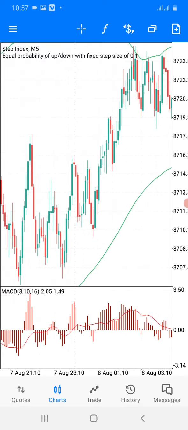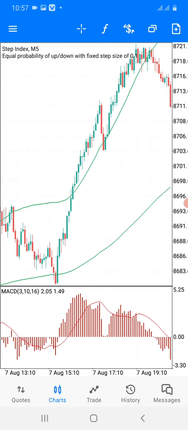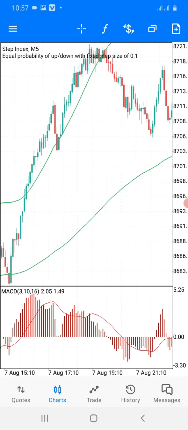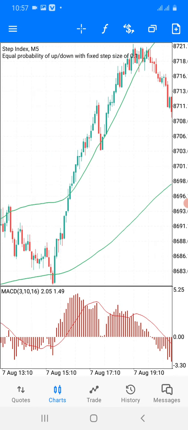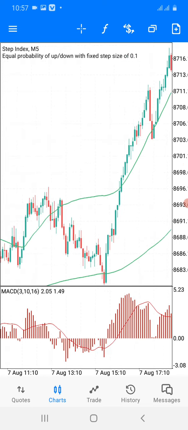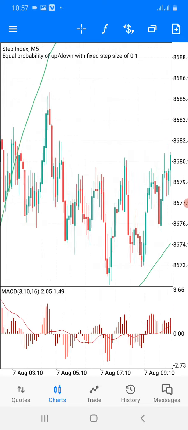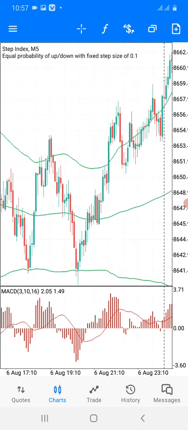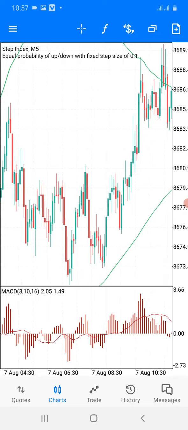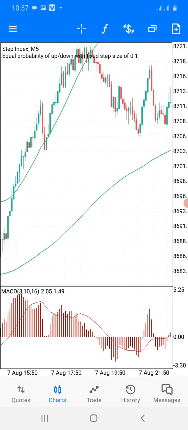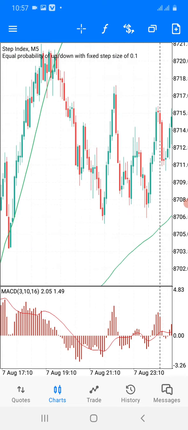Okay, so what is divergence? Divergence in the market simply means a disagreement between the price action and your indicator. It means that there is a disagreement between what the price is doing on the main chart and what your indicator is doing. When you are seeing such a thing, it means there is a divergence occurring in the market.